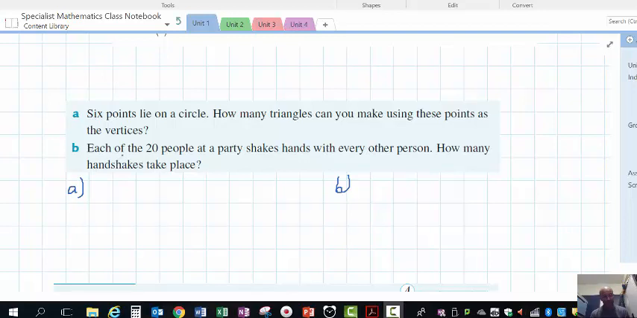Let's do 2 simple problems here involving our nCr, our combinations. 6 points lie on a circle. How many triangles can you make using these points as the vertices? If you need to draw the circle, there's no harm in that. You certainly don't have to do it. But 6 points on the circumference of a circle, got 4 there, 5 and 6. And how many triangles can you make using these as the vertices?